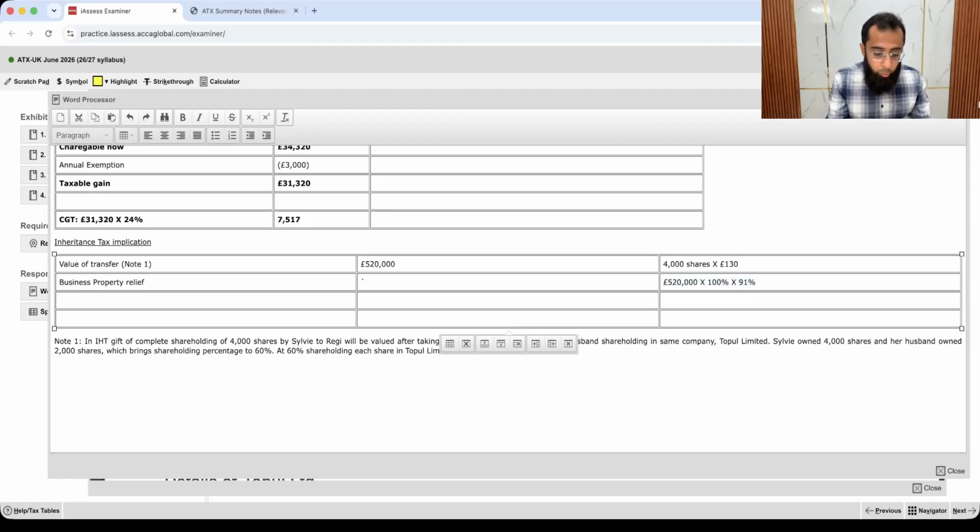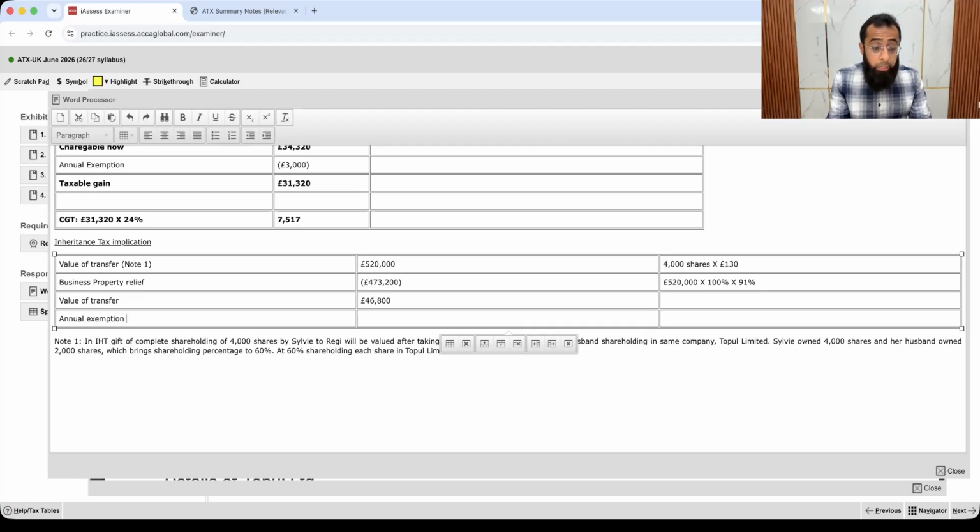So how much will be my business property relief? £520,000 into 91%. So it's £473,200. Now what is my value of transfer after BPR? So minus £520,000, it's £46,800. Now I will deduct the annual exemption.